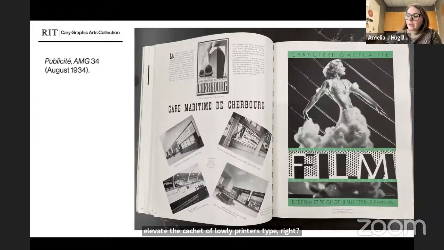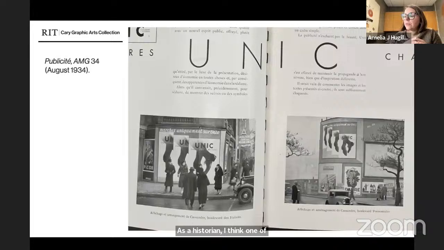As a historian, I think one of the values of the reporting on advertising in Arts et Métiers Graphiques is the documentary street view photos, where we can see how people of the time were interacting with the now iconic posters and advertisements. The unique shoe posters there were designed by our old friend A.M. Cassandre, but now at auction, these posters fetch thousands of dollars. They're so collectible, but they were just part of the everyday hustle of Parisian life.